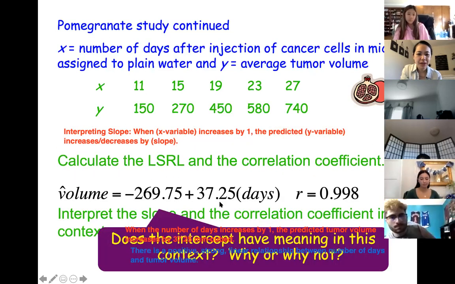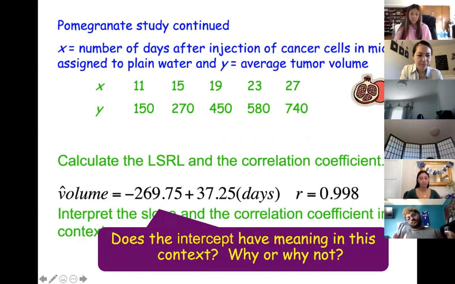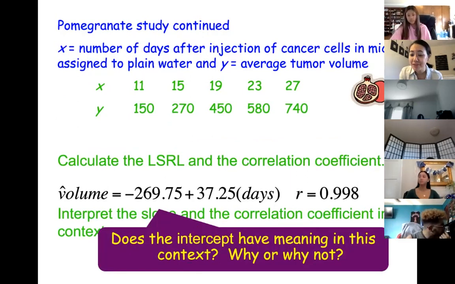All right. So the y-intercept, if I were to interpret the y-intercept, I would say something like, sorry, let me clear this out. When number of days, my x variable, is 0, the predicted y is negative 269.75. Okay, so let me do the same thing I did for the slope.